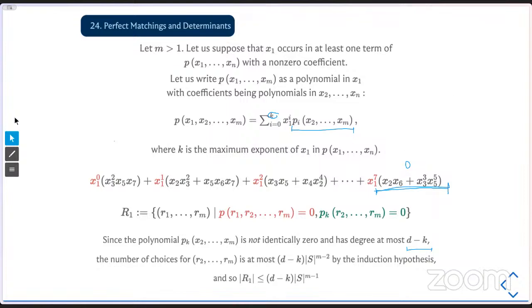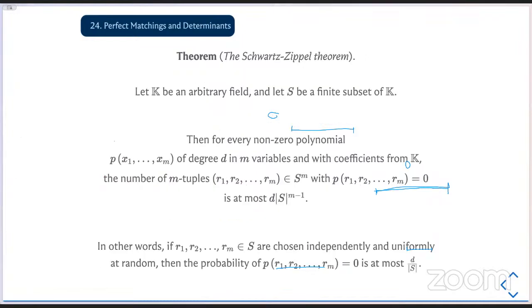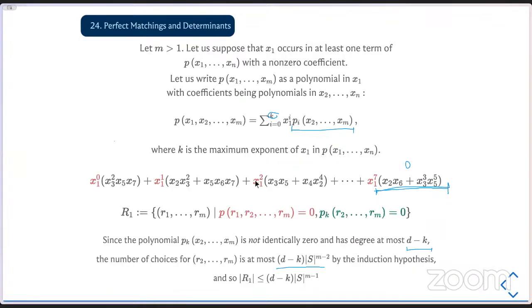So we apply the induction hypothesis to see that the number of choices we have for R2 through Rm is at most d minus k times the size of S raised to m minus 2, because now we are working with m minus 1 variables. If you remember, the original theorem says that the number of roots is at most d times the size of S raised to m minus 1, where d is the degree and m is the number of variables. Plugging that in, the degree is d minus k and the number of variables is m minus 1, so that minus 1 is m minus 2. This expression we get from the induction hypothesis.